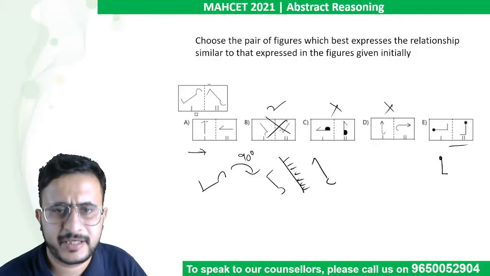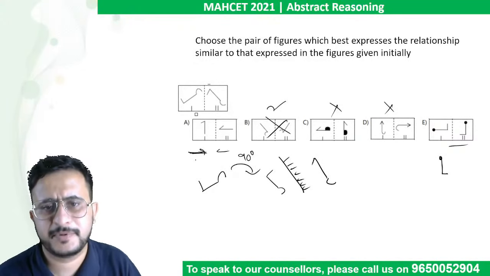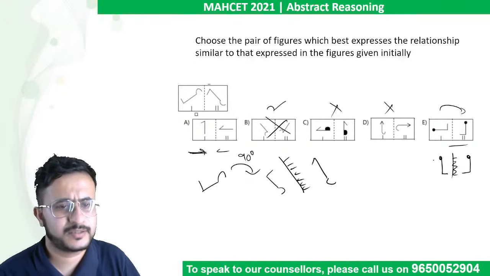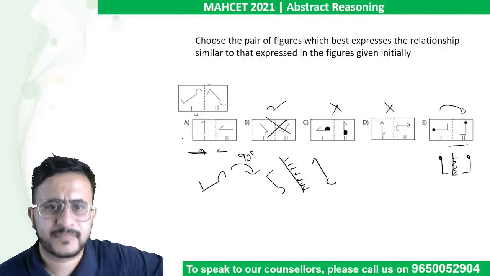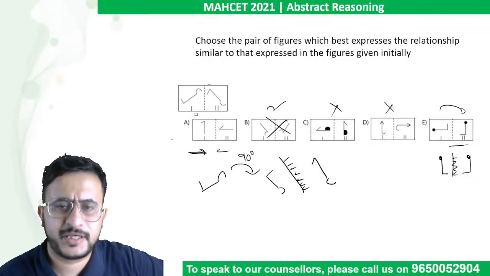If you rotate by 90 degrees, it will become like this, and when you take the mirror image, it becomes like this. In this one also, if you rotate 90 degrees, it will become L like this, and when you take the image, it will become like this. Then both are looking right, isn't it?